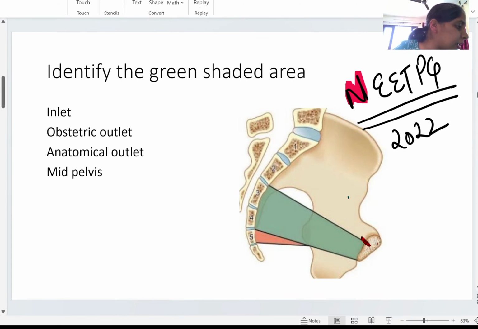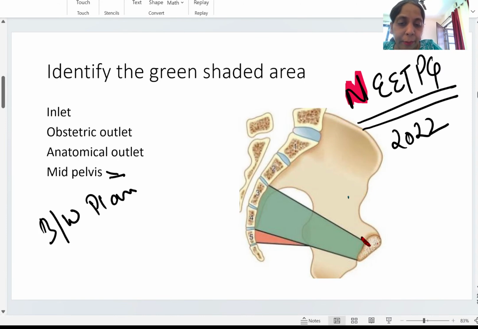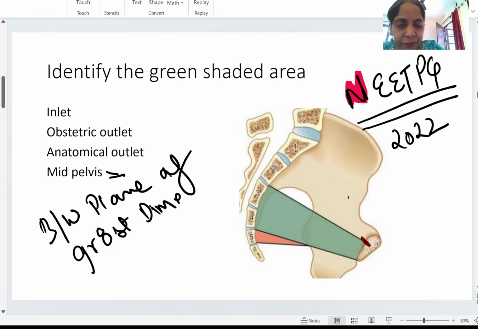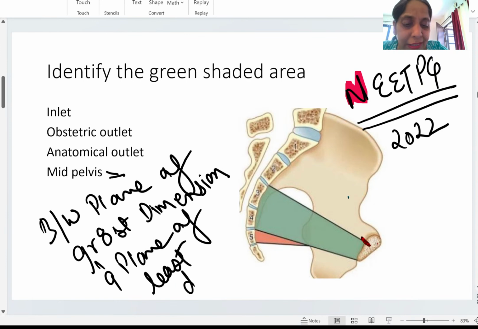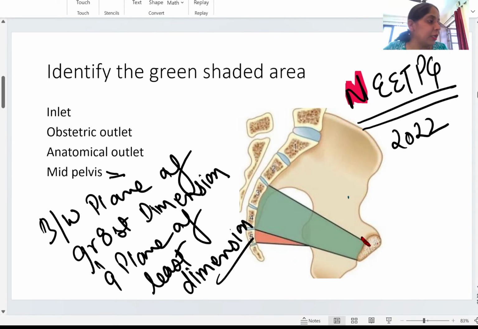Yes, Dr. Jessica, it is the mid pelvis. So what is basically the mid pelvis? Between the plane of greatest dimension and the plane of least dimension. Very good. That is the mid pelvis. Between the plane of greatest dimension and the plane of least dimension is the mid pelvis.